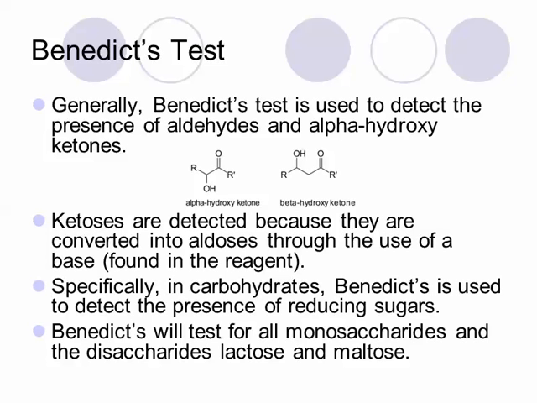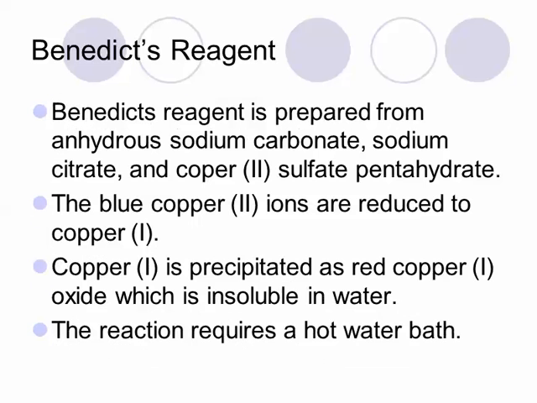So that's why the last statement is there. Benedict's test works for all monosaccharides and the disaccharides lactose and maltose. Lactose and maltose do have a free OH group that can participate in these reactions, so we do see a positive ID for lactose and maltose because of that.